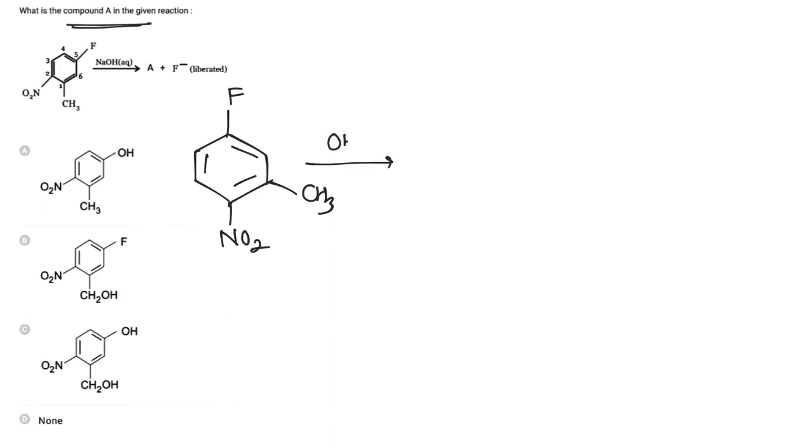In this reaction we have to identify compound A in the given reaction. Now halobenzene is taken. Halobenzene normally does not react with nucleophile, but if electron withdrawing groups are present at ortho and para position, then reaction takes place according to SNAr reaction. So in this case NO2 group is present at para position of fluorine group, so electron withdrawing group is present. So now in this case reaction may take place.